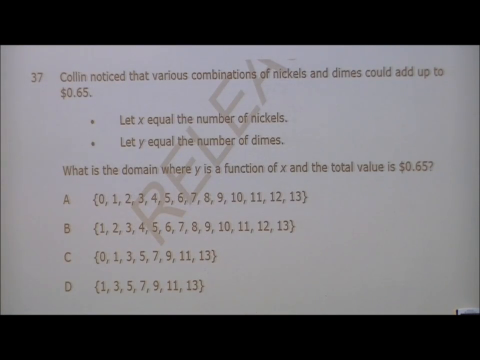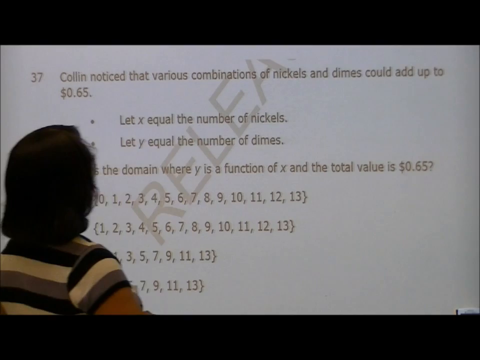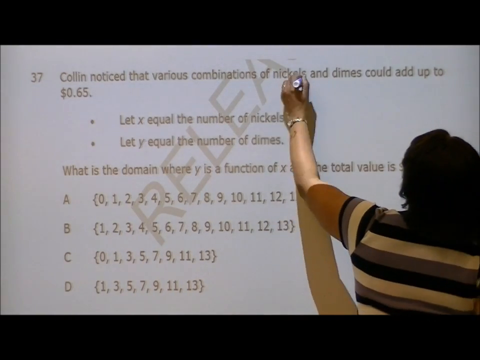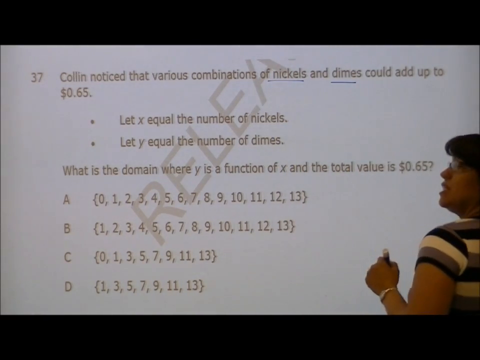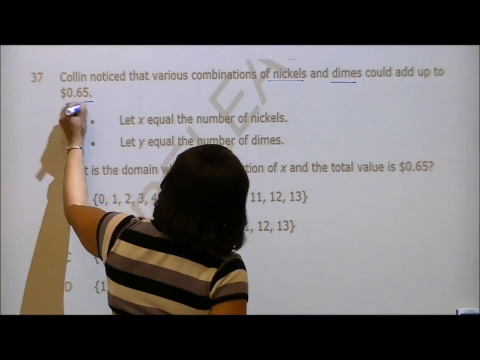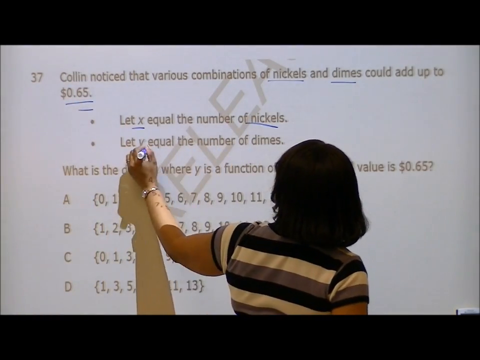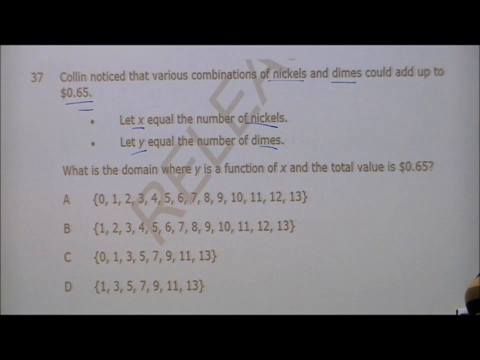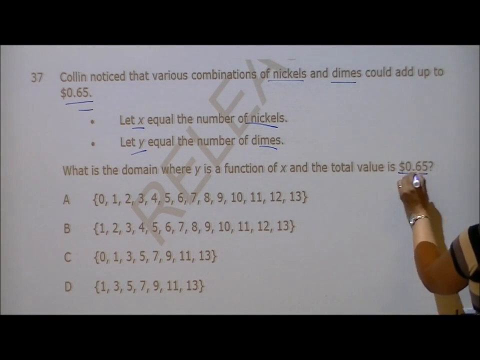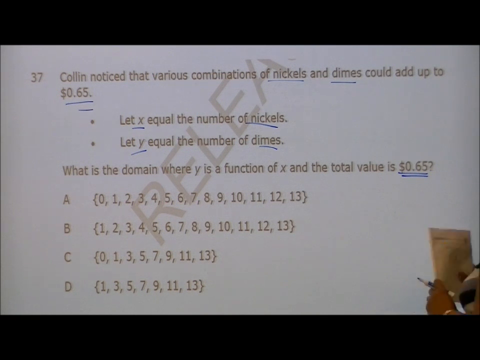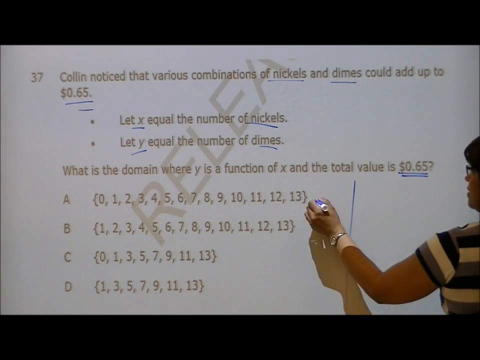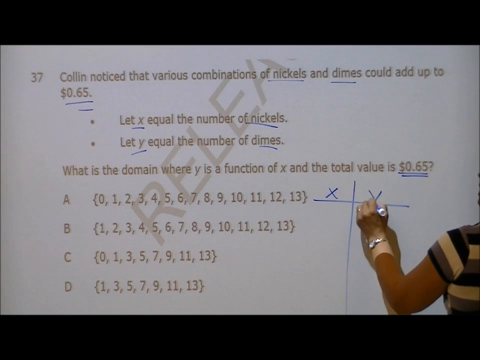For number 37, Colin noticed that various combinations of nickels and dimes could add up to 65 cents. Let x equal your nickels and let y equal your dimes. What's the domain where y is a function of x and the total value is 65 cents? So I thought about what would be the easiest way for me to do this problem. Well, I said I'm going to make a table.